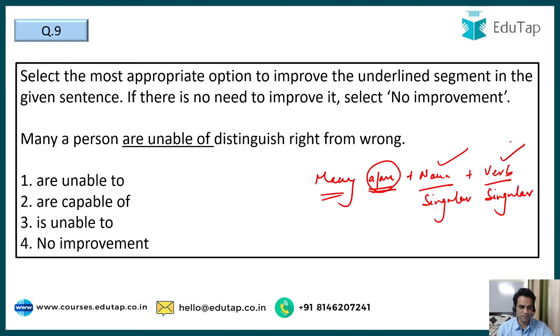So many a person is correct here. This is singular. Now we're talking about the verb. Many a person is unable to distinguish right from wrong. The correct option here is option number 3. So that was the correct option here, guys.